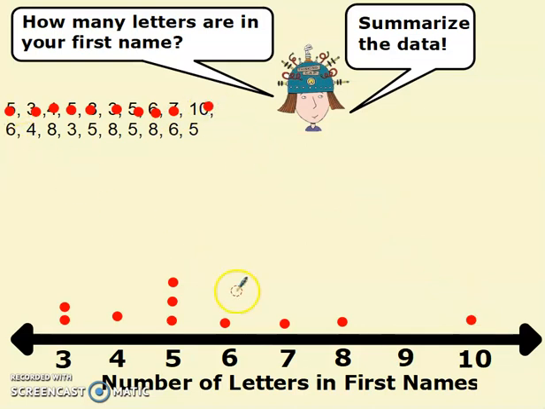A dot on 6 and mark it out. A dot on 4 and mark it out. A dot on 8 and mark it out. A dot on 3 and mark it out. A dot on 5 and mark it out. On 8, mark it out. On 5, mark it out. On 8, mark it out. On 6, mark it out. And on 5.